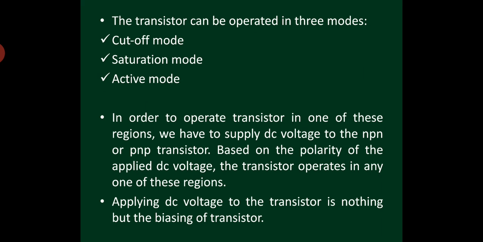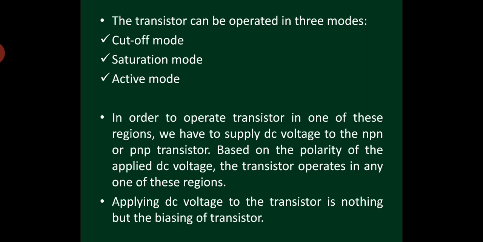Now my question is, as I said earlier, if two diodes are connected back to back or front to front, we may assume it as a transistor. But practically it's not feasible. Why? Because there are so many reasons.